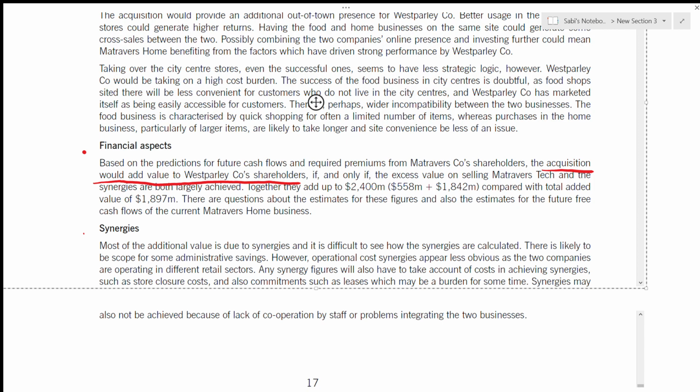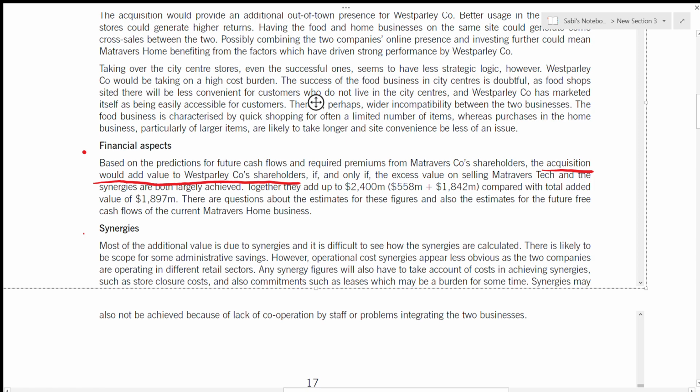Briefly, you have to summarize everything and write it in the report. So the acquisition would add value if and only if the excess value on selling Matt River's tech and the synergies are both largely achieved. So the synergy value has to be there, and excess value on selling the tech. If this is large, together they add up to... let's see how much both items together add up to.